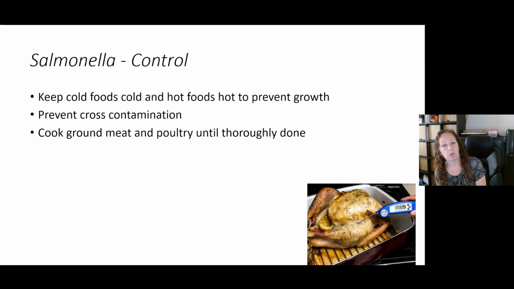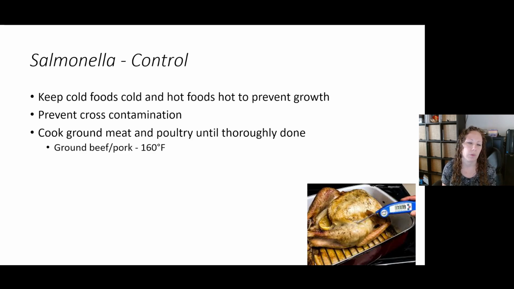Cook ground meat and poultry until thoroughly done. So that means for ground beef and pork, that temperature that's recommended is 160. Now that is ground meat, okay? If it's whole intact muscle, you don't have to cook these to this temperature. You can cook it to whatever doneness you prefer. Poultry should always be cooked all the way through to 165 degrees Fahrenheit.